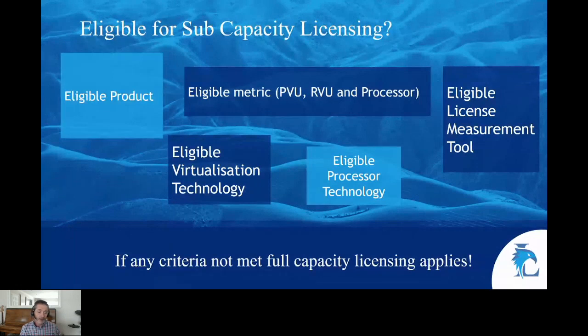And the final area, which is quite contentious, is the eligible license measurement tools. What tools are allowed to actually do the measurement, and more importantly, return the reports. The thing about it here is that all of these criteria must be met. Otherwise, it switches to full capacity. But don't worry, it's not for the entire estate. It is just for the individual product and for the individual server on which you have deployed. It's a subtle but important point to understand here. Subcapacity comes down to the server deployment. You'll remember my definition at the very beginning.